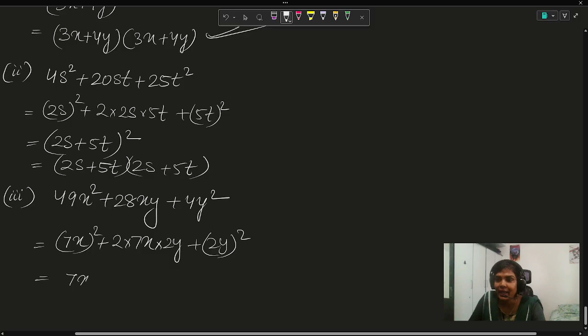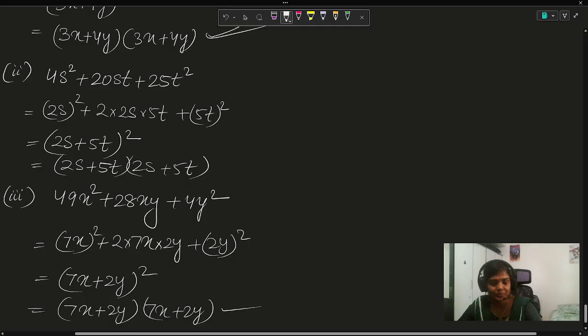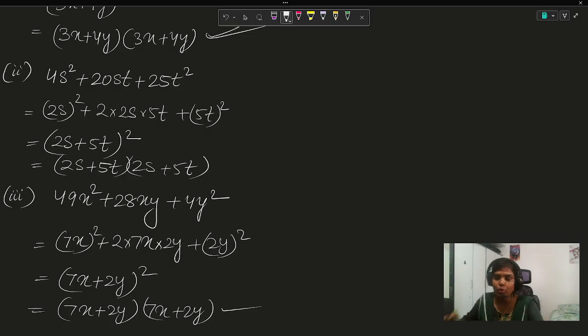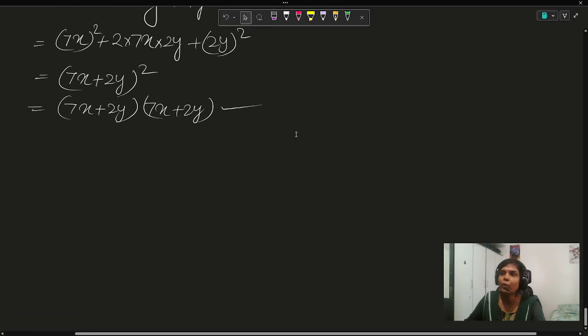It is the (a plus b) whole square formula. So our answer is (7x plus 2y) of (7x plus 2y). This is our answer. Okay students, let's go to the fourth part of question number 1.